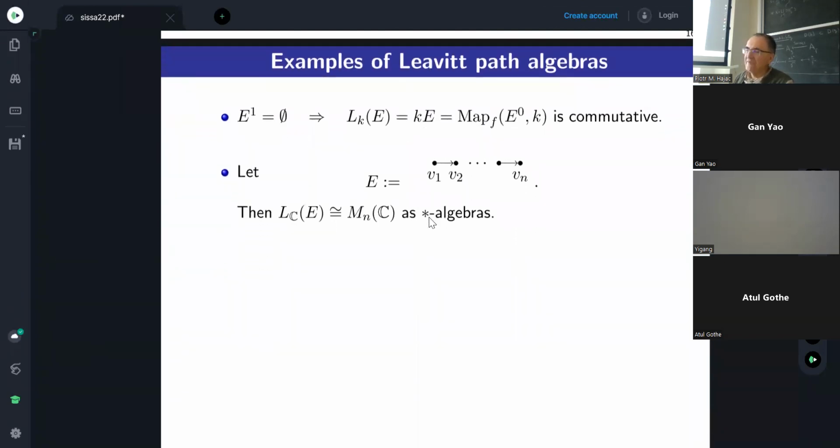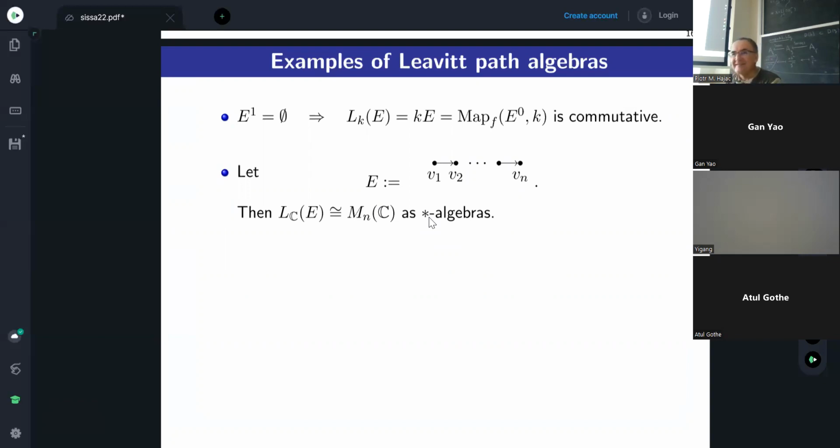Well, how about another one? And finally, we're getting to something we like, full matrices. So I have the same graph as before. This is just a finite path from V1 to Vn. I have n-1 edges and I have n vertices. Then the Leavitt path algebra of this graph is the algebra of matrices, and the isomorphism is an isomorphism of star algebras. In fact, of C-star algebras, because the completion does nothing. This is finite dimensional.